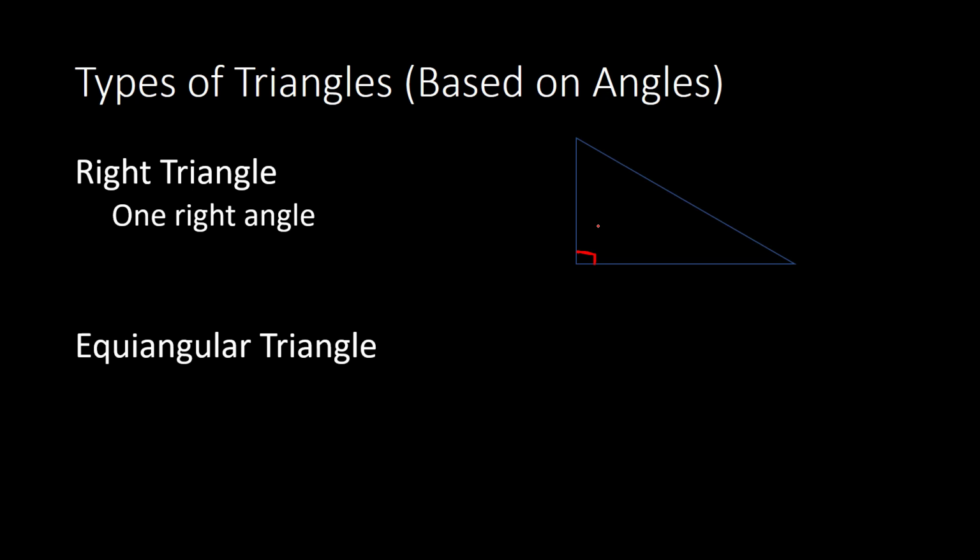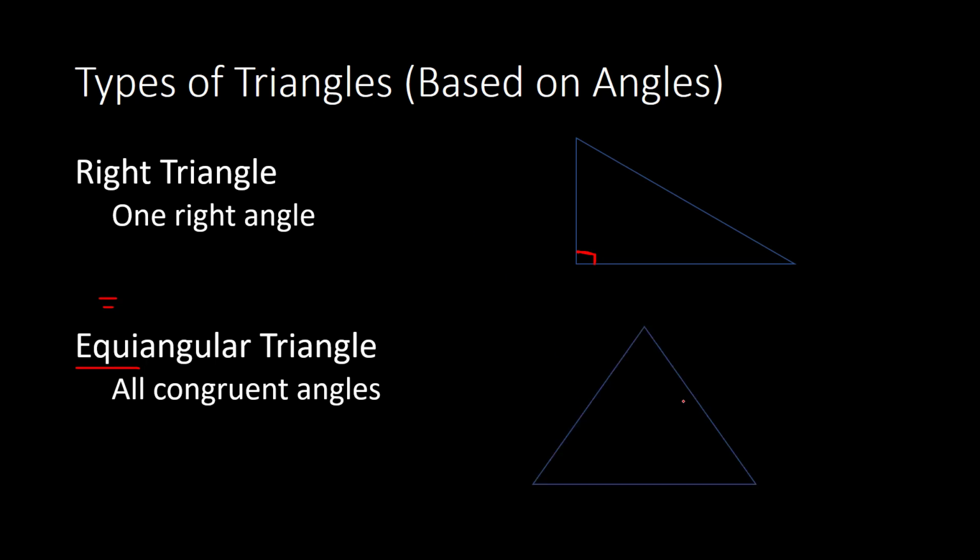Next, we have what is called an equiangular triangle. You see the prefix equa, and equa looks like equals, right? So what this means is that we have a triangle with equal angles, and that is our definition. So for example, right here would be an equiangular triangle, where every angle is going to have the same measure.